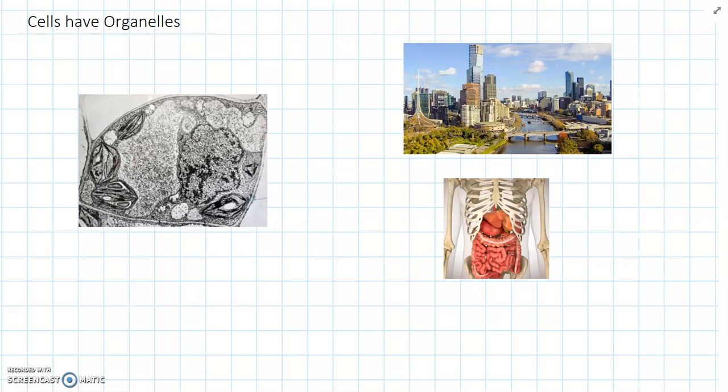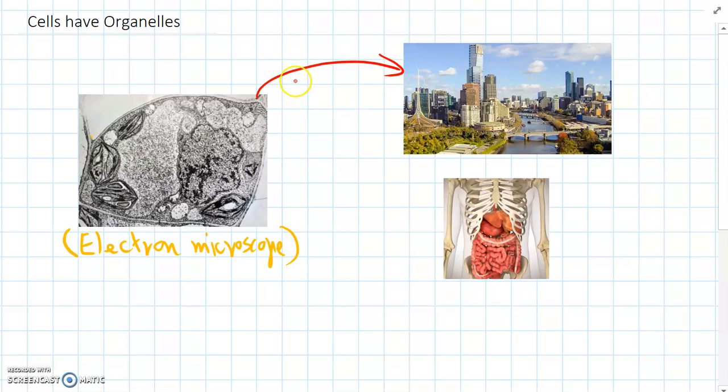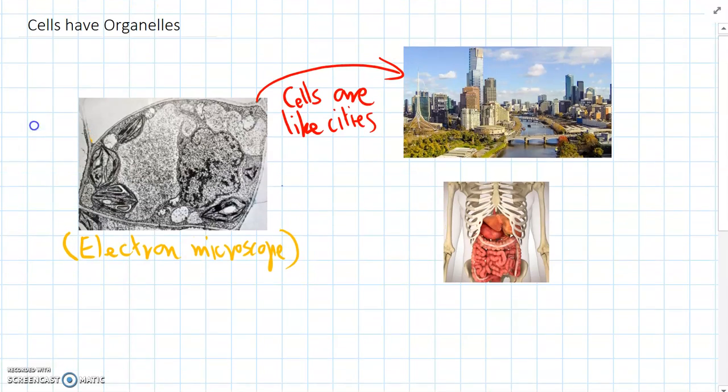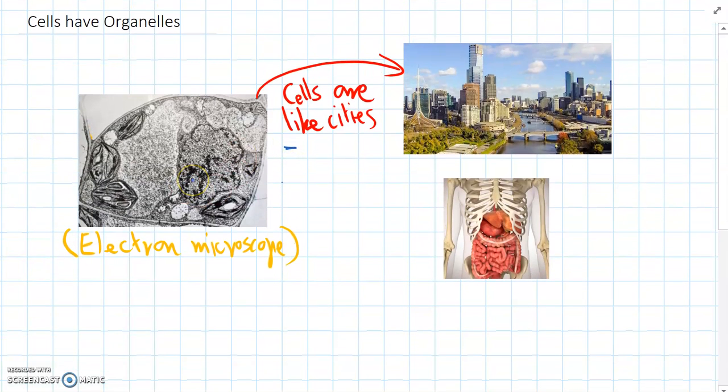So the next thing we're going to do is actually look inside cells to see what they're made up of. Because we can see from this picture here, when we look at cells under a microscope, and this one's actually an electron microscope picture. When we look inside cells, we can see they're actually made of lots of different structures on the inside. So we can think of cells just like a city. Cells are like cities because there are lots of structures in there that are all doing different jobs.